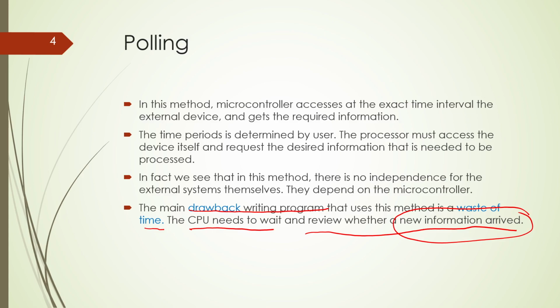Okay, polling. What is polling? It is the process where the processor executes line by line at one time, and then you have to wait for your turn when the input is required. So the main drawback of writing a program that uses this method is a waste of time. Why does it say that it's a waste of time? Because the CPU needs to wait and review whether the new information has arrived.